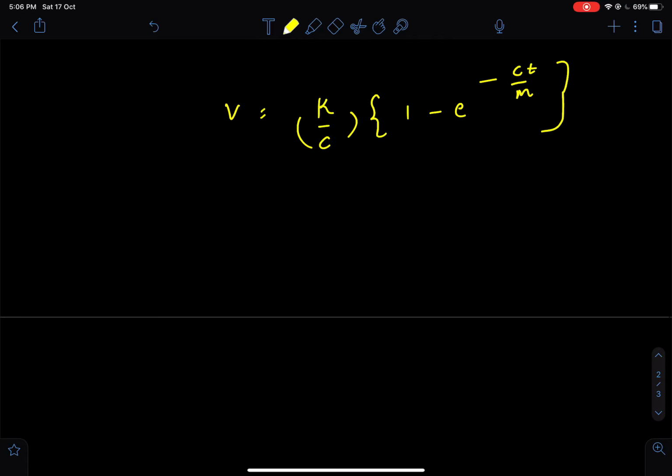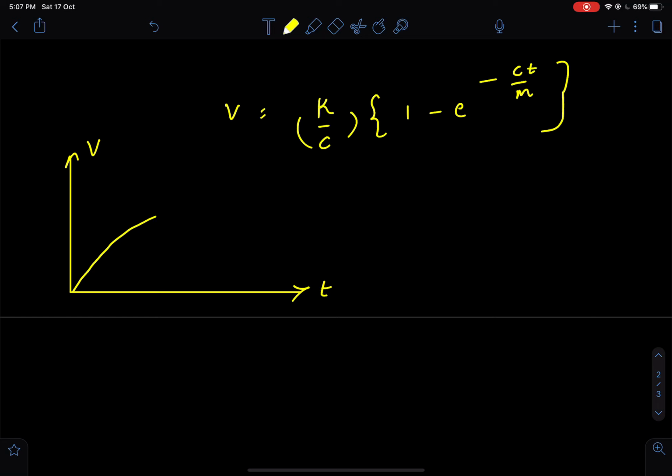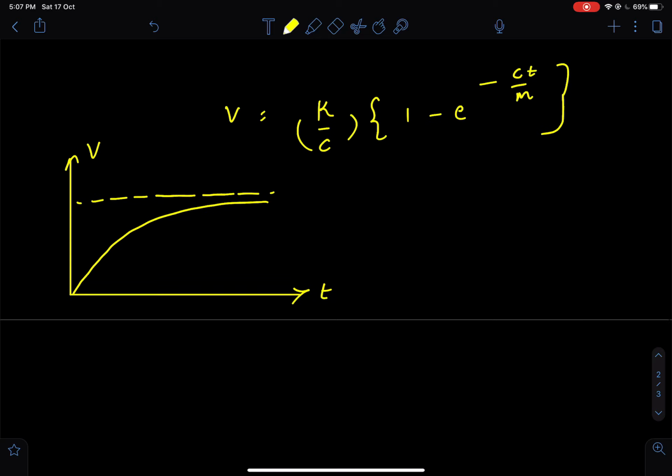If you have already studied curve plotting in mathematics, you will see that this is an exponential kind of function. So this is v versus t, and the graph will be like this, which means that only when t tends to infinity, the terminal velocity will be reached.